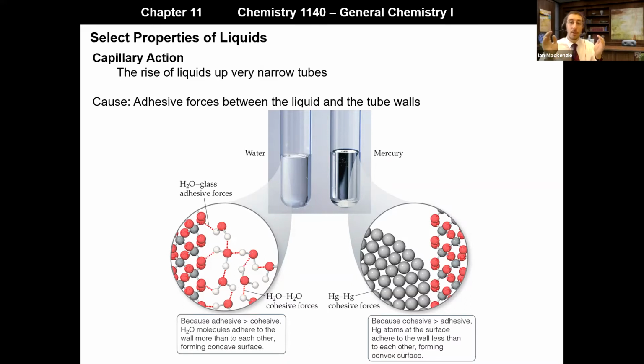As a result, mercury, because it's got those cohesive forces, actually bends towards itself and away from the wall. And so the meniscus for mercury bends up, whereas the meniscus for water bends down. And so that's a brief summary of some select properties of liquids that are related to intermolecular forces.